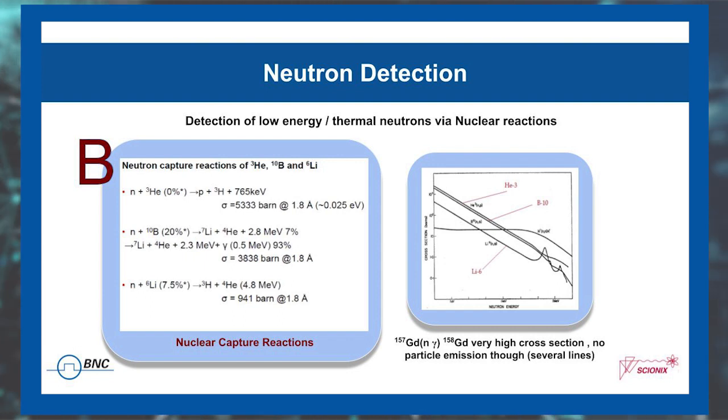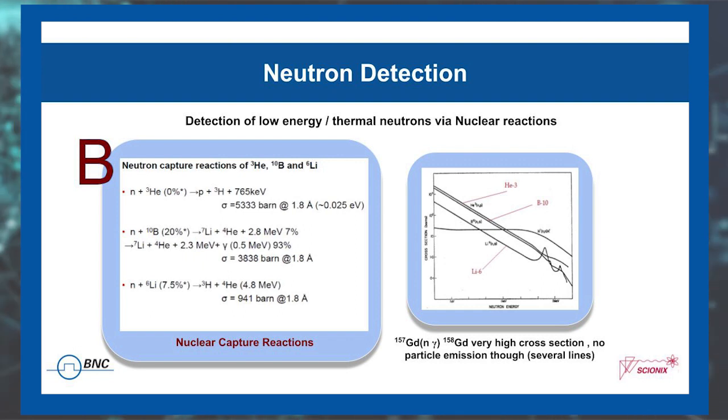In all those cases, we produce charged particles. And the nice thing with charged particles is they can be fully absorbed in the material. And this gives us, in the end, a peak in our spectrum. At the right, you see the cross-section as a function of the neutron energy of those different materials, helium-3, boron-10, and lithium-6.